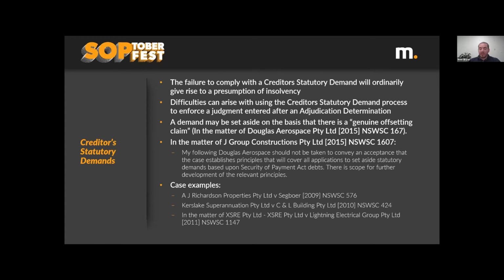Really what you've got to think about before you go down that track is what the other side are likely to say in response to it, and whether or not they will have enough evidence to demonstrate to a court that there is some genuine offsetting claim that might offset some or all of the amount that you're seeking to enforce.